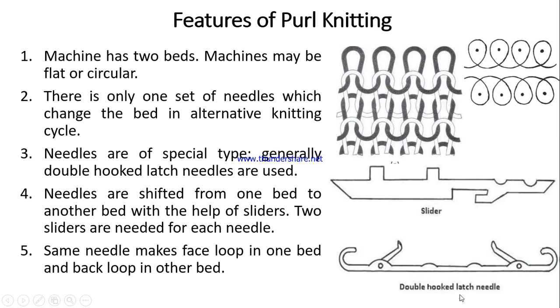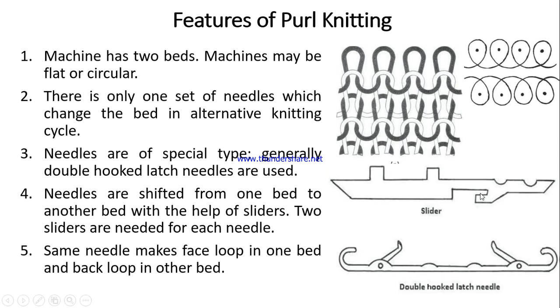The needles are specially double hooked latch needles. This type of needle is used in the purl knitting machine. The same needle has a double hook, with hooks and latches at both ends, because one hook is used for making the loop at the cylinder position, and the other hook is used for making the loop at the dial position.